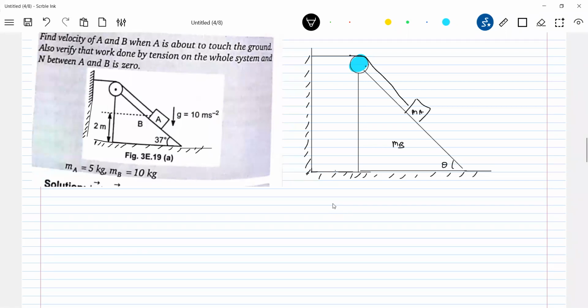Sir, velocity of A is 2 root 10 and B is 8 root 10 by 5. Velocity of? A is 2 root 10, sir, and B is 8 root 10 by 5. Velocity of the wedge will be root 50 by 3. And the velocity of block will be root 20 by 3.